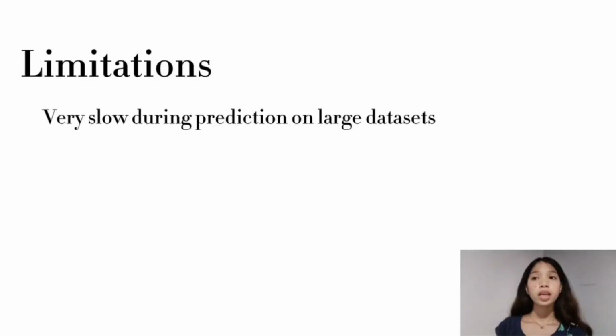Well, the limitations of KNN are: first, it is very slow during predictions on large data sets. When you ask KNN to make a prediction, it looks at every point in the data set. If you have a lot of data, this can take a long time and be slow.